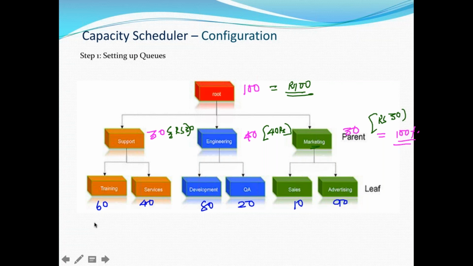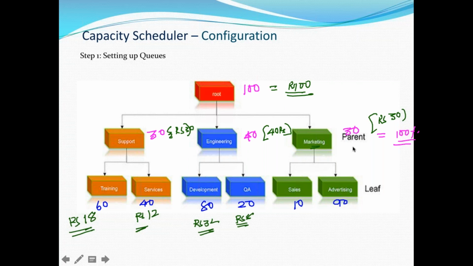18 rupees will be given to training, and 12 rupees will be given to services. 40 is 32 rupees, what is 40, 80%? 32 rupees will be in development, and 8 rupees will be given to QA.